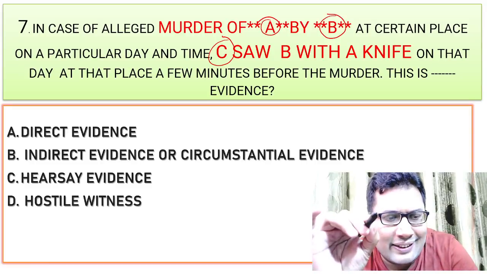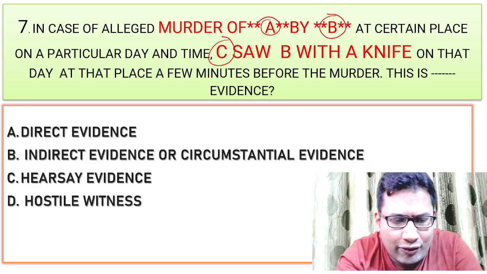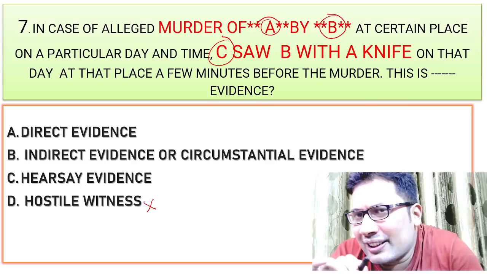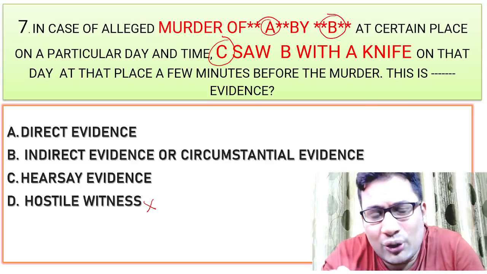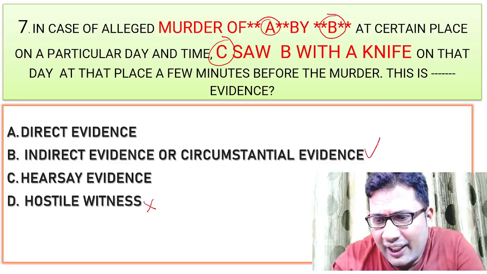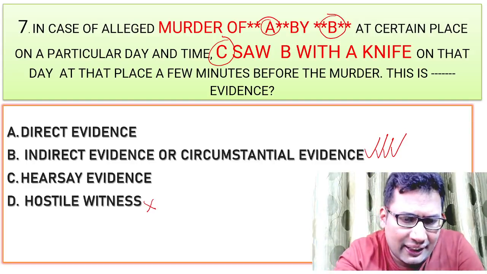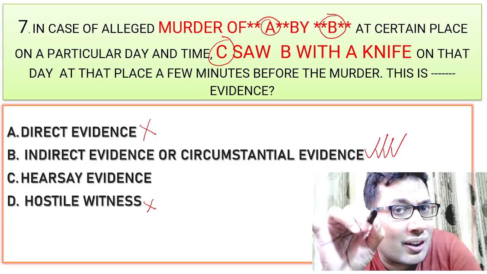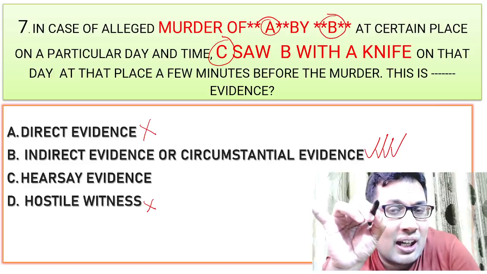Options: direct evidence, indirect evidence, hearsay evidence, hostile witness. Definitely it is not a hostile witness. We discussed many times in our classes that hostile witness means U-turn witness. Hearsay evidence, no. The correct answer is indirect evidence or circumstantial evidence. It is not direct evidence because he is not the eyewitness of the actual fact, that is the murder. He just saw B with the knife. So it is circumstantial evidence or indirect evidence.